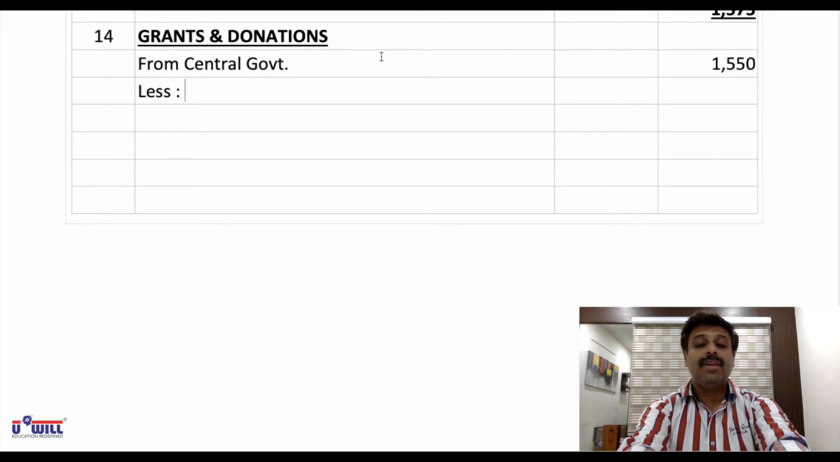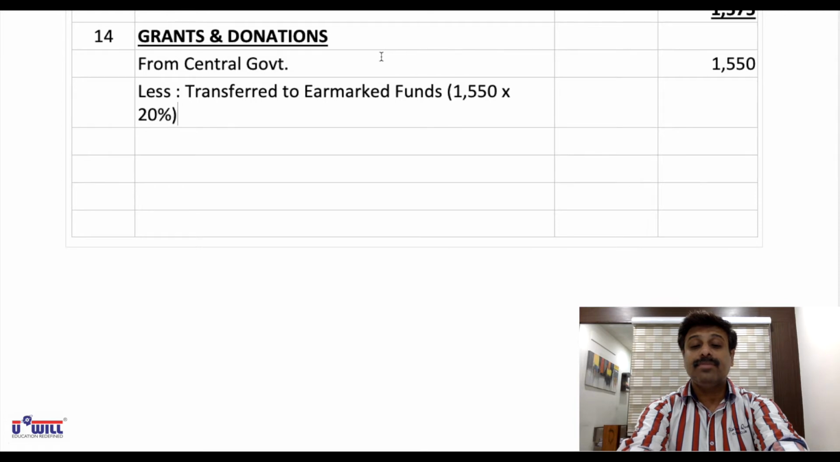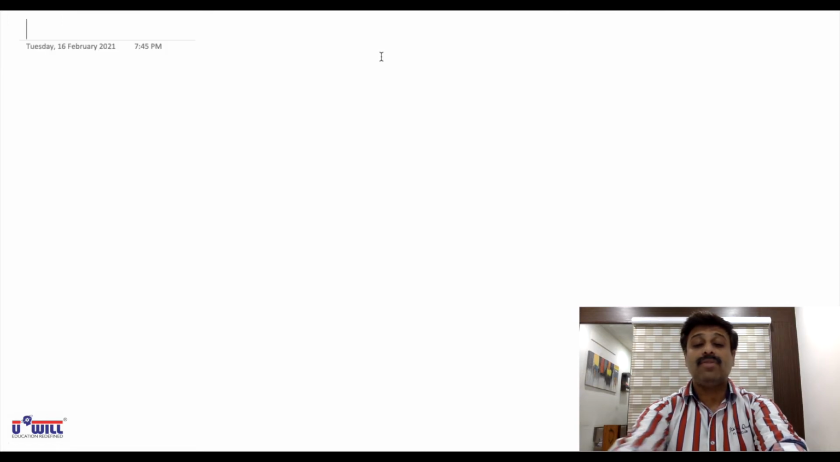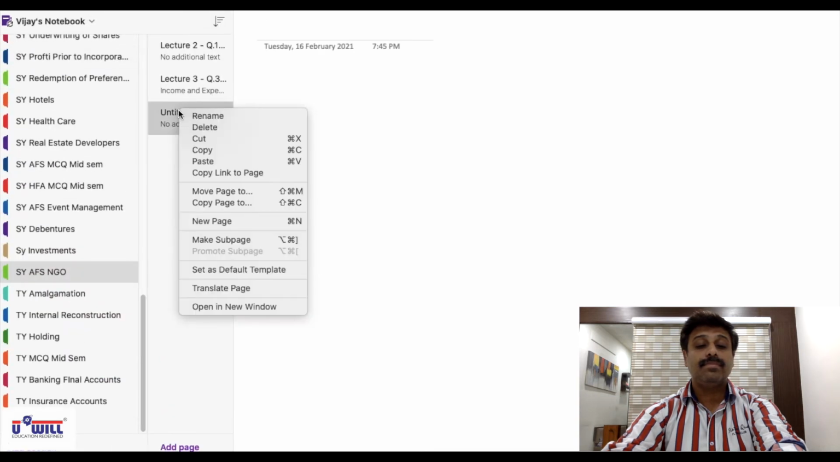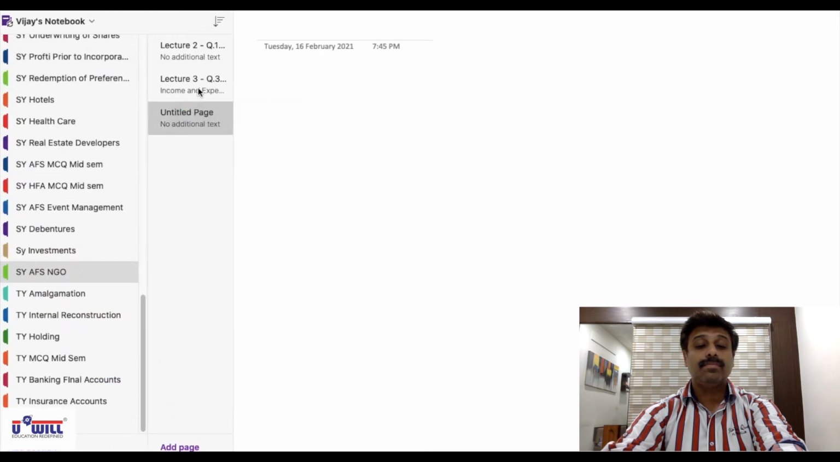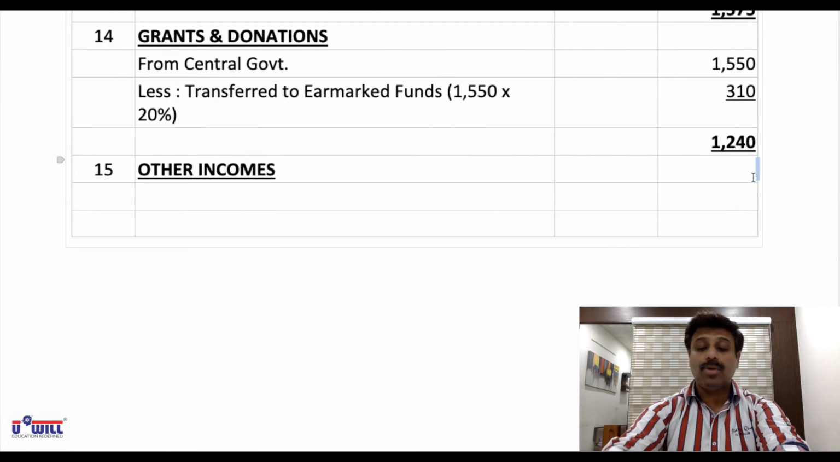Minus transferred to earmark or designated funds 20%. 1550 into 20%, 310. If you subtract, 1240 total. Then fifth, other incomes, OI marked items we don't have, so nil. Other incomes we don't have, so nil.